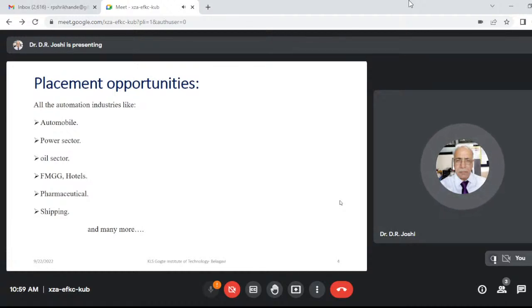Then coming to the placement opportunities, these are the sectors where this knowledge is immensely required: for example, automobile industry, power sector, oil sector, FMCG, hotel, pharmaceutical, shipping, and many more. Wherever there is bulk power consumption and bulk power requirement, these machines are bound to be there. How efficiently they are commissioned, installed, and maintained afterwards is going to be a vital role. So this knowledge is extremely important for your placement opportunities as well.